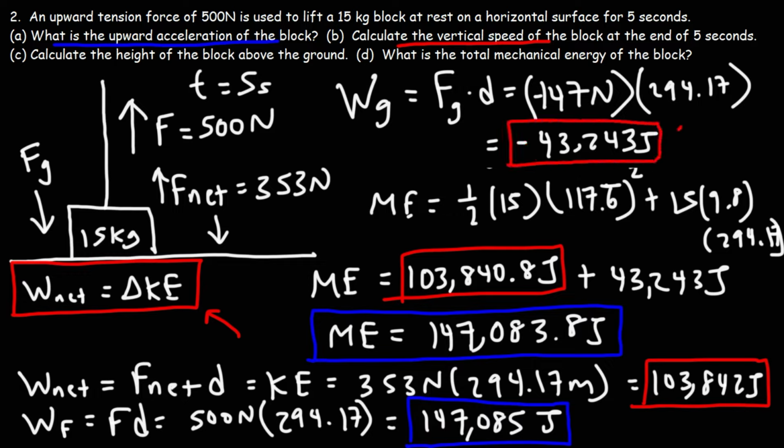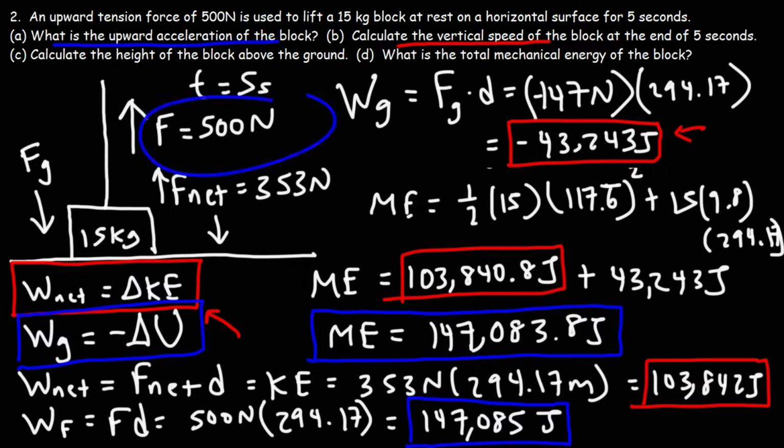So notice that the work done by gravity, which is a conservative force, is equal to the negative change in potential energy. In certain physics textbooks, you'll see delta U, just capital U for potential energy. So in this case, the work done by the conservative force, gravity, is equal to the negative change in the potential energy. The work done by the net force on the object is equal to the change in the kinetic energy of the object. And the work done by this applied active force gave us the change in the mechanical energy of the object.